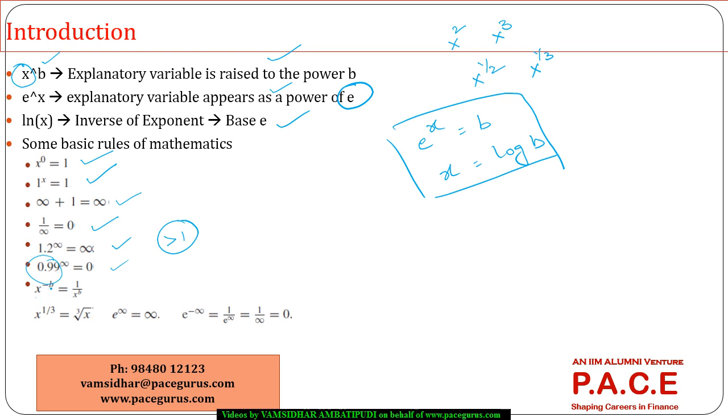Then a variable raised to a negative power is nothing but 1 by the variable raised to the corresponding positive power. And similarly, a variable raised to a fraction is nothing but the nth root. And we also have a few more things. Anything raised to the power of minus infinity is nothing but 1 by the same value raised to the power of infinity. If it is greater than 1, 1 by infinity will become 0. Some of the very basic laws of mathematics that I expect every one of you to be comfortable with before we start operating anything on R.